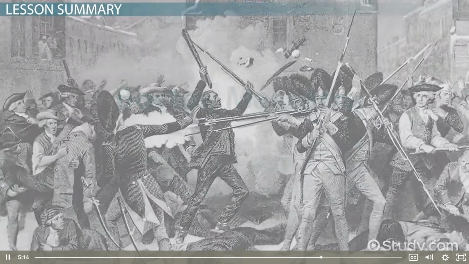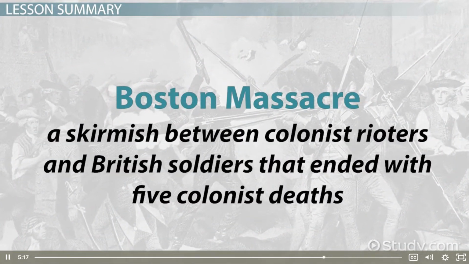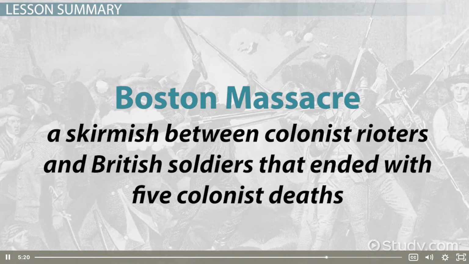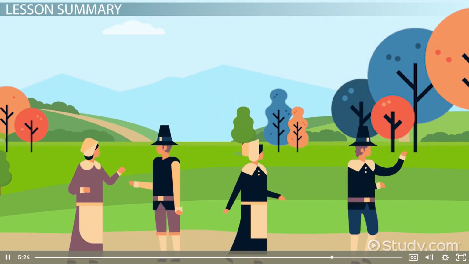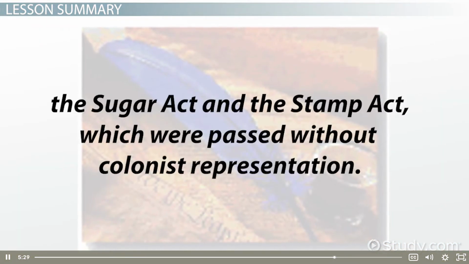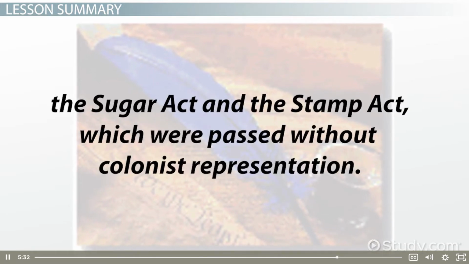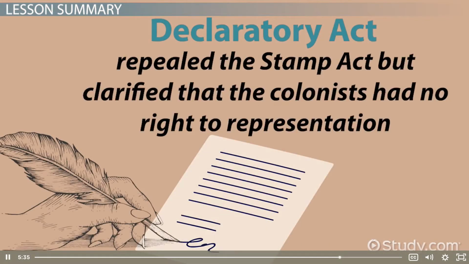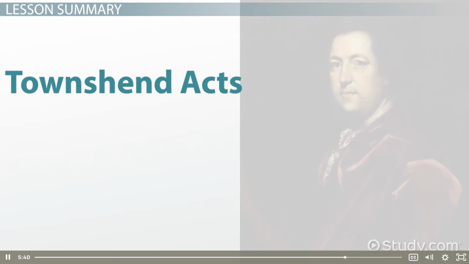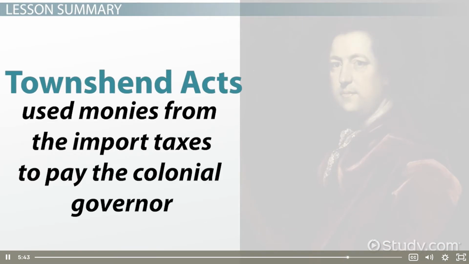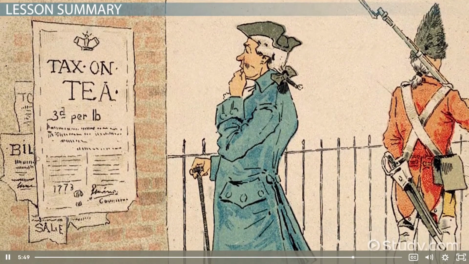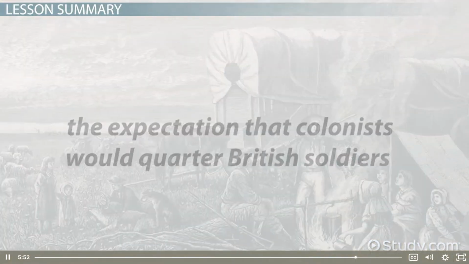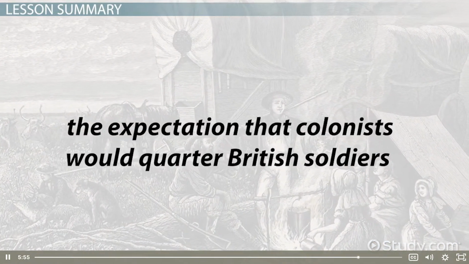The 1770 Boston Massacre was a skirmish between colonist rioters and British soldiers that ended with 5 colonist deaths. It was the result of a number of factors inciting resentment in the colonists, including the Sugar Act and the Stamp Act, which were passed without colonist representation, the Declaratory Act, which repealed the Stamp Act but clarified that the colonists had no right to representation, the Townshend Acts, which used monies from the import taxes to pay the colonial governor, whose salary had previously been subject to the colonial legislature, thus taking more power out of the hands of the colonists, and the expectation that colonists would quarter British soldiers.